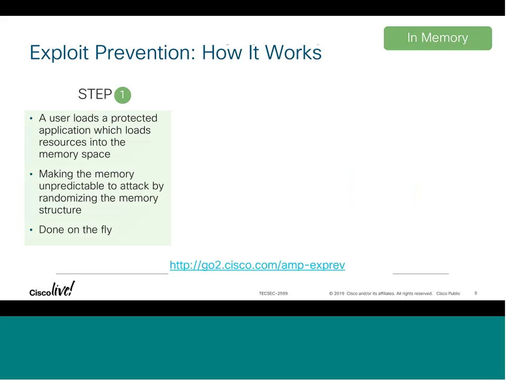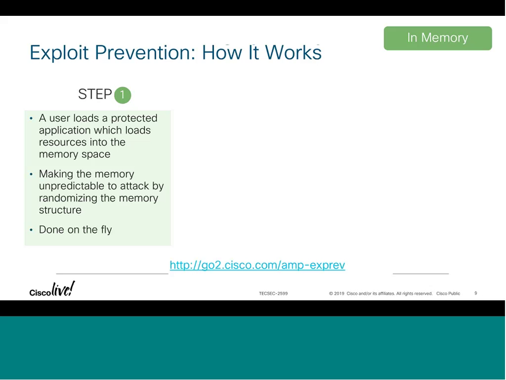Let's quickly go through how it works, and I'll try to explain it by breaking this down into 3 simple steps. In the first step, we have a user who is loading an application which is on the protection list, and the protection list is something that we'll cover in a few minutes here. It has around 15 applications as of today. So when that application loads, exploit prevention injects a small library into the Windows loader. And the Windows loader is a component that is responsible for loading the libraries and the executable itself.